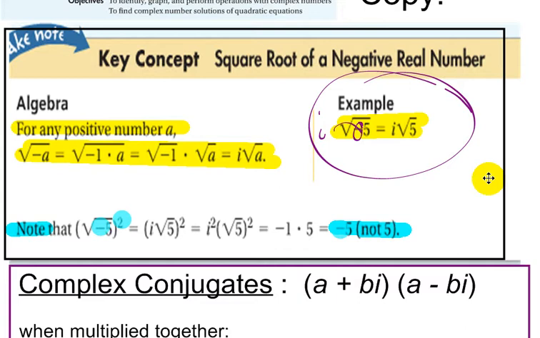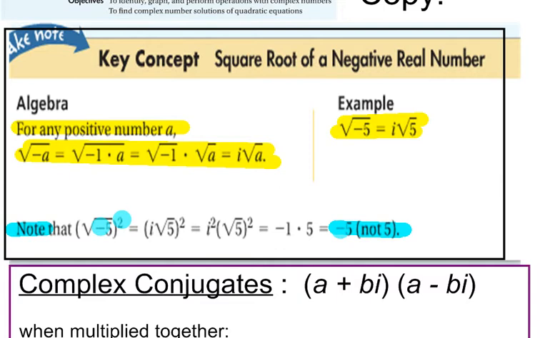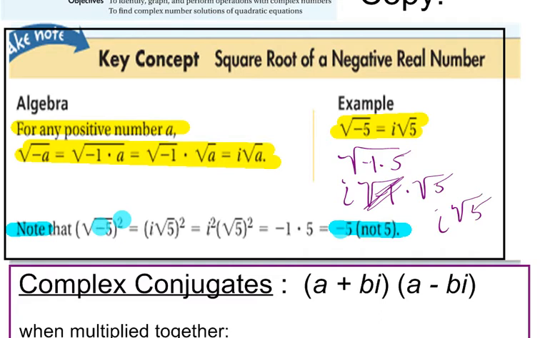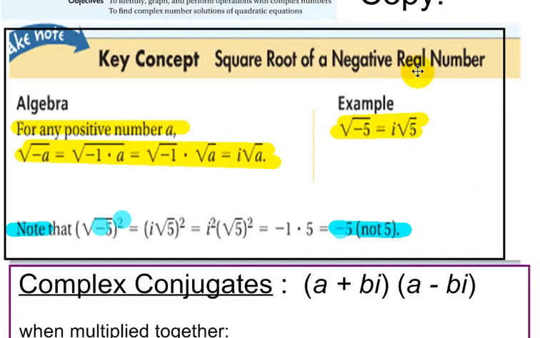And if you want to put all the little intermediary steps in between, that's going to be -1 times 5, and that's going to be radical -1 times radical 5, and radical of -1 is i. So my answer is i radical 5. You can do those steps every time, but that's pretty tedious. Once you understand how that works, when you see this, you can just pull it out and say, that's i radical 5. Okay? Any questions on that?